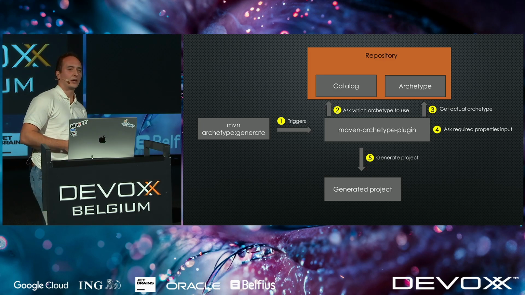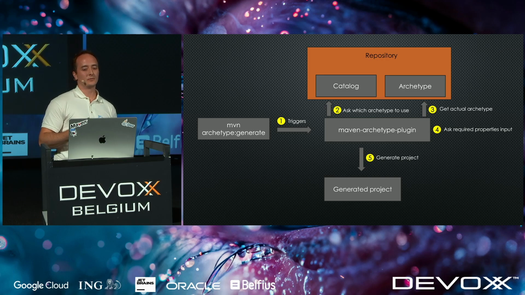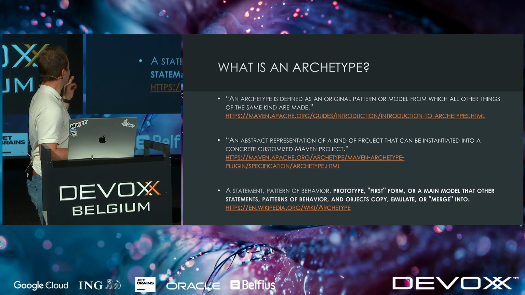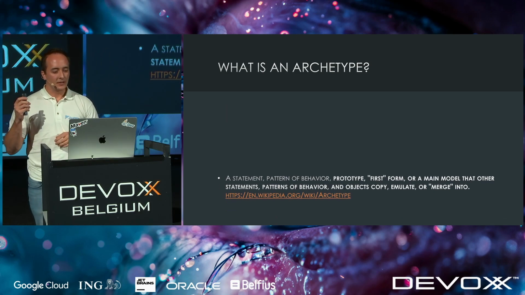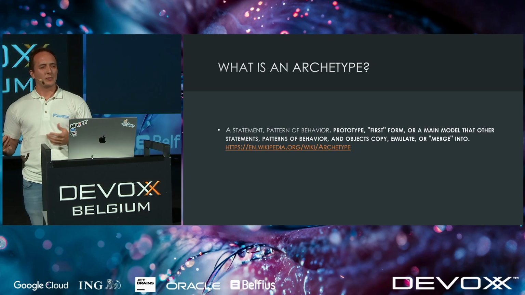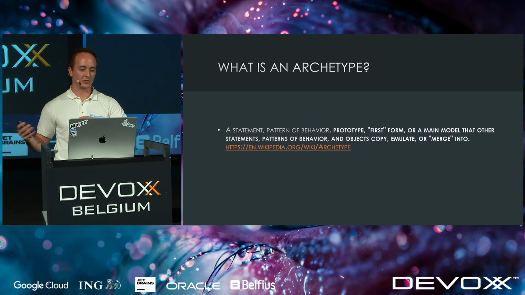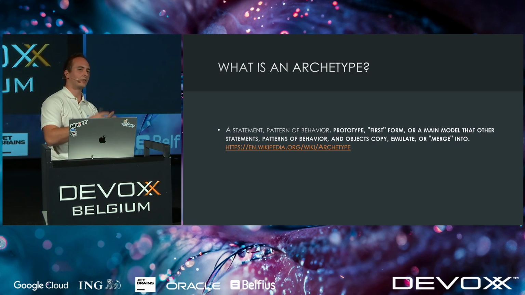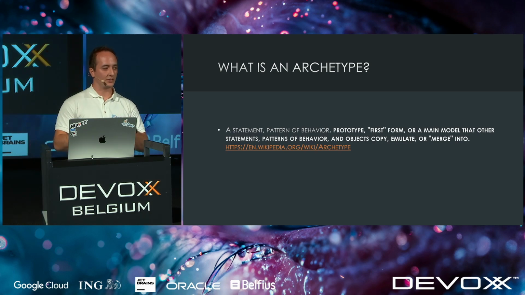And I have said archetype quite often right now, but what does it really mean? Well, there's a couple of things, right? If you look at the documentation, there's actually two definitions, but I prefer the one from Wikipedia. And it says it's a prototype or a first form, like a main model that other statements, patterns, or behavior, or objects copy, emulate, or merge into. So we are defining a blueprint or template, which we can actually customize to our needs. So it's a very flexible way of defining your templates.